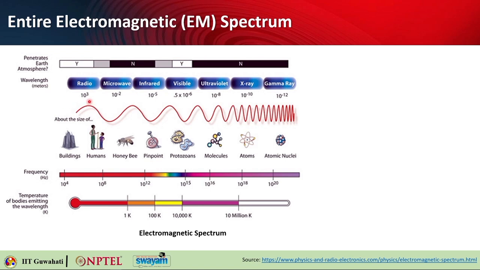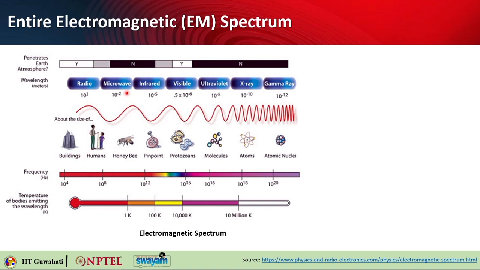So, radio waves typically have hundreds of meters as their wavelength, and it goes down to even 10 to the minus 12 meter for gamma rays. So this is how the wavelength is getting reduced when it moves from radio to gamma rays. And this particular demonstration shows you the comparable size of the wavelength. So you can see radio waves are more or less the size of buildings.